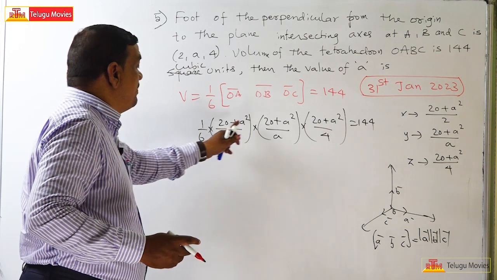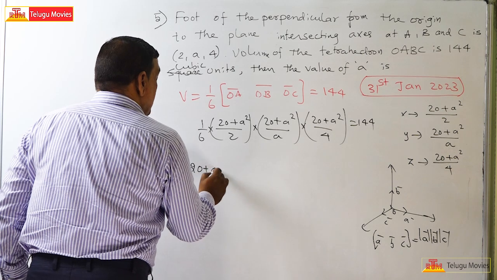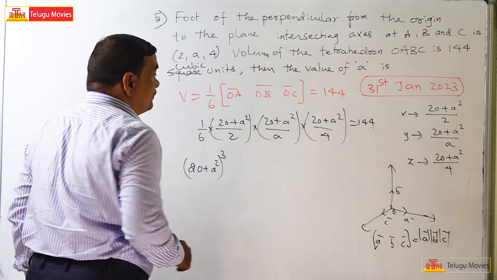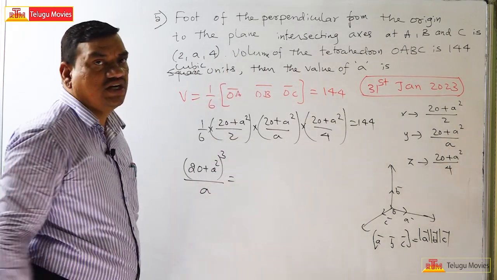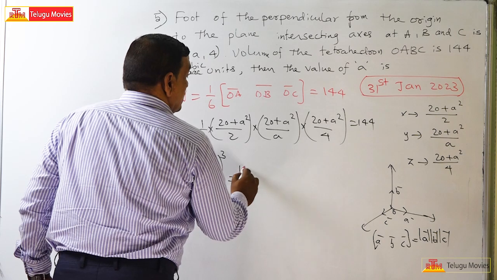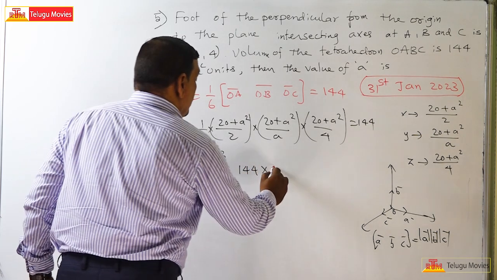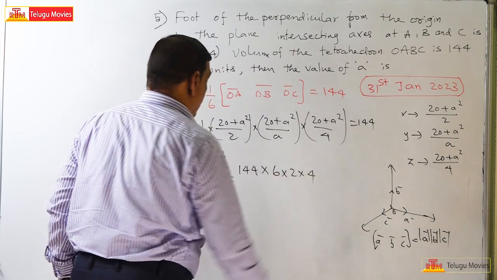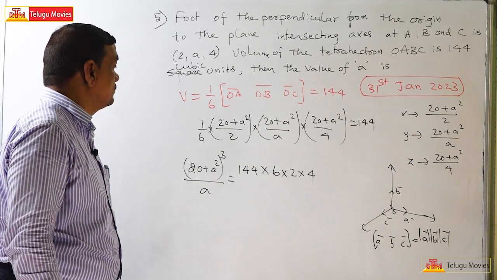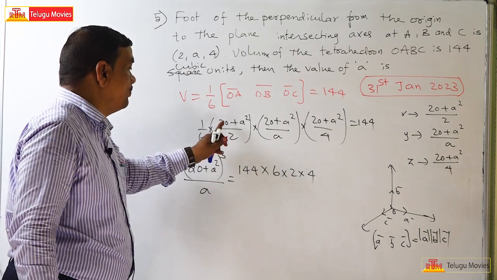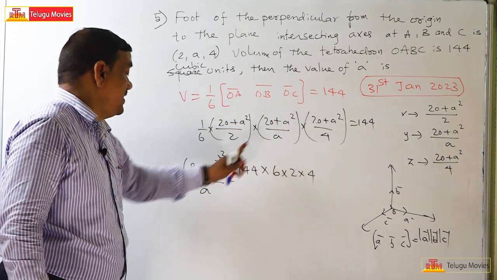So here 20 plus A square, 20 plus A square, 20 plus A square. This is equal to 20 plus A square whole cube, put A also here. Remaining all constant terms, take them to the right-hand side. That is 144 into 6 into 2 into 4, equals 20 plus A square whole cube by A.